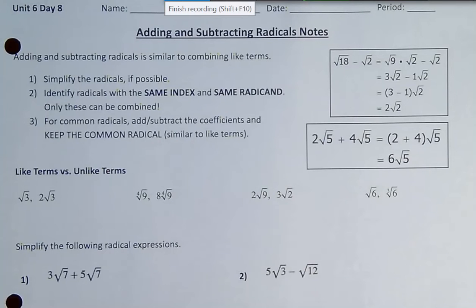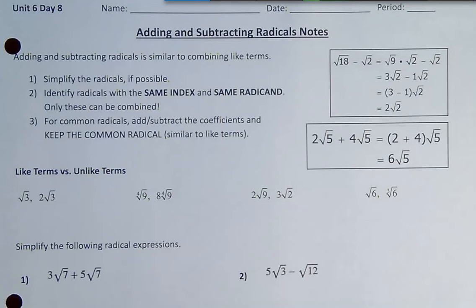Algebra Honors, Unit 6, Day 8, we're going to add and subtract radicals. So what we're going to do is take a look at what we've got when we get a problem, and if we can simplify our radicals at all, we'll simplify those first. And then we're going to take a look at our radicals.